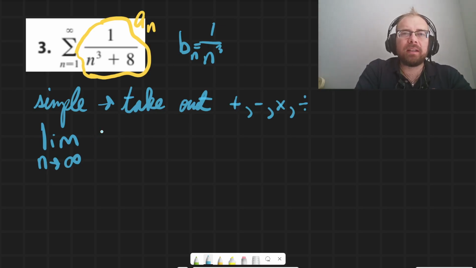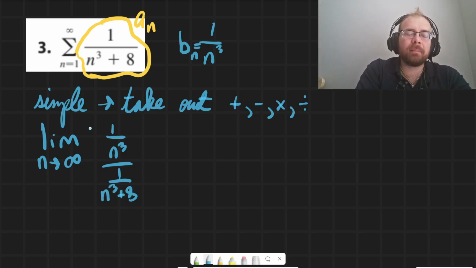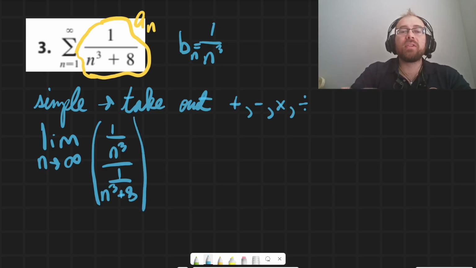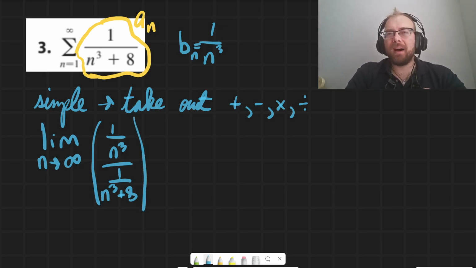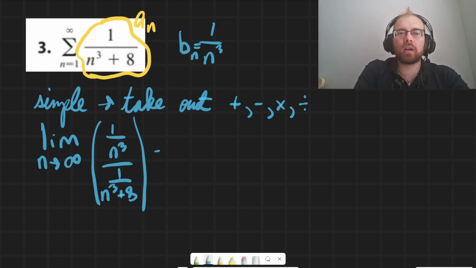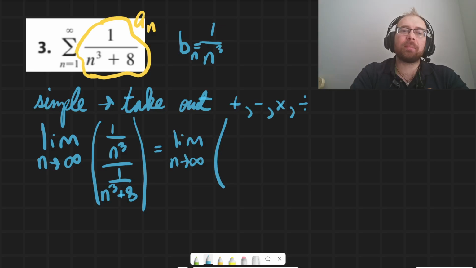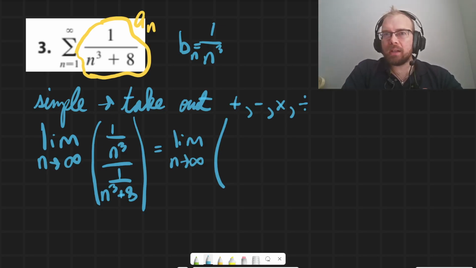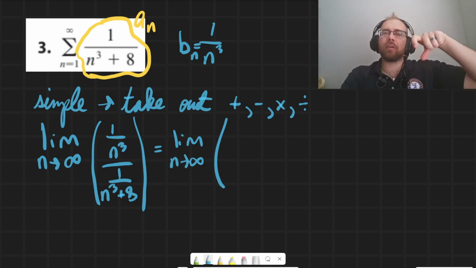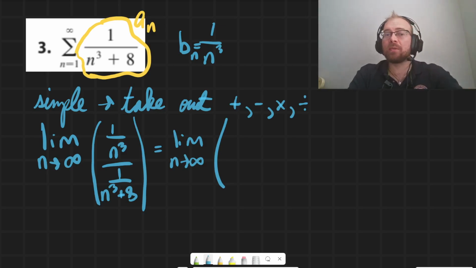And I think I would like to do 1 over n cubed over 1 over n cubed plus 8. I really don't think it's going to actually matter. So this needs to be a positive constant in order for this to work. Well, this is going to be the same thing as the limit as n goes to infinity, and then I would keep change flip. So I'd keep it as 1 over n cubed, change from divide to times, and then flip it so that the n cubed plus 8 is in the numerator actually.